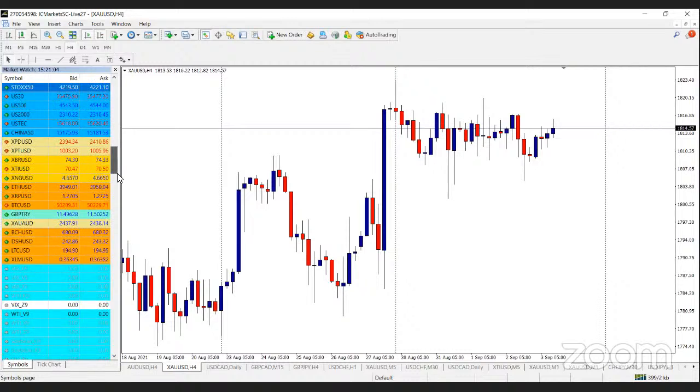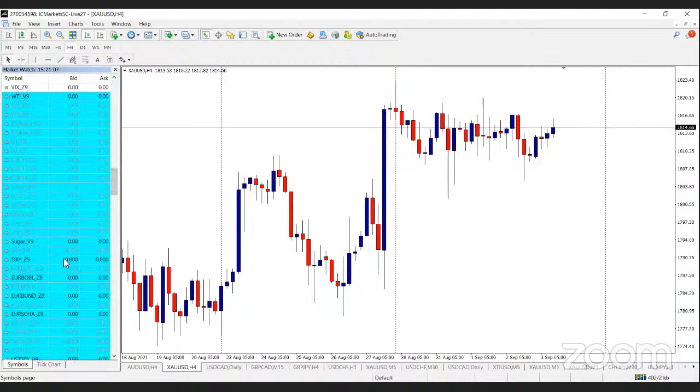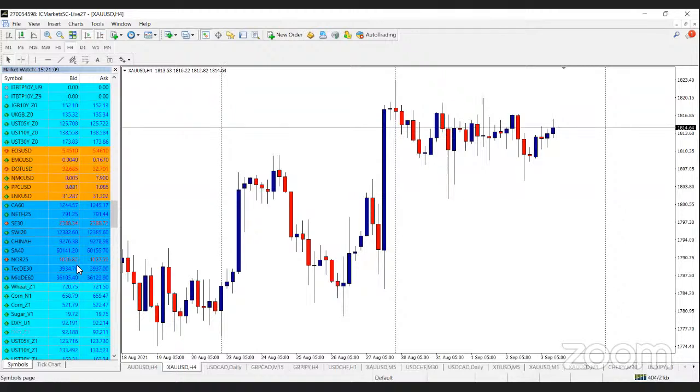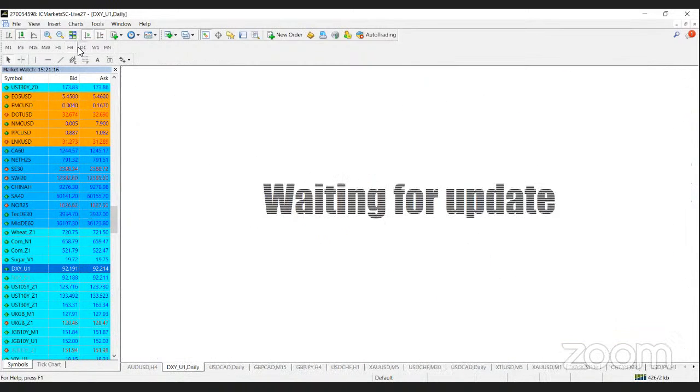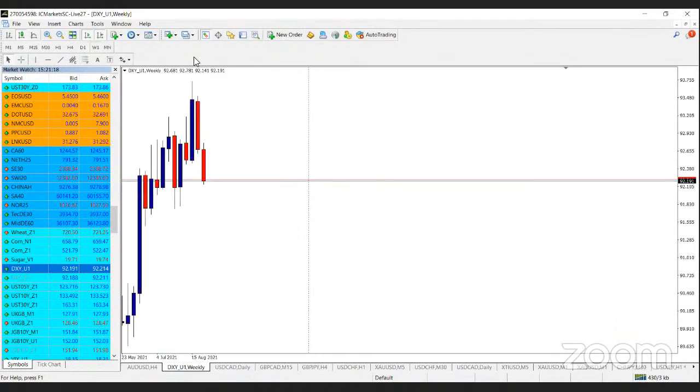So I believe on here it's called the DXY. So we're going to have to find the DXY here. But I'll find it. Should be somewhere here. Okay, yeah, here we go. So here's the DXY now. The dollar index on here is not that great.